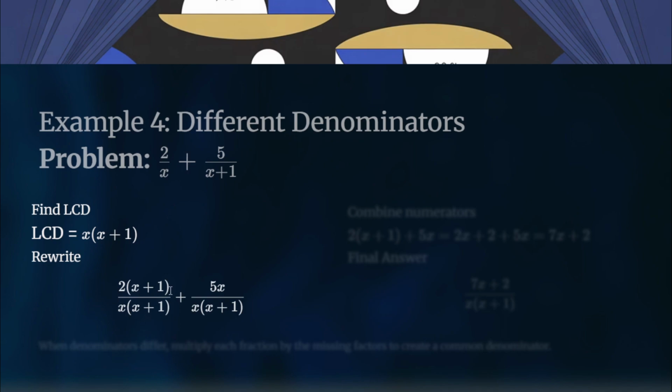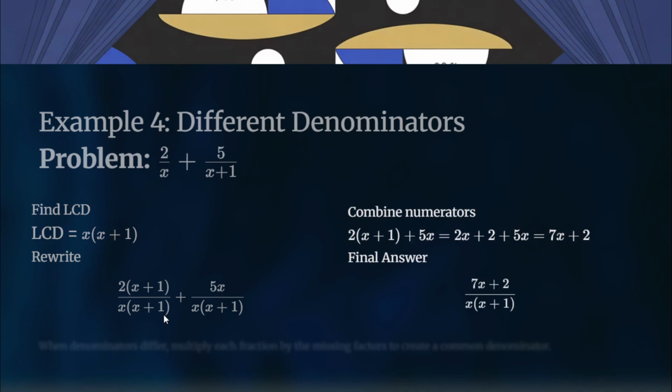And remember, if you multiply the numerator, you need to multiply the denominator by the same term in order for your expression to be equivalent. Similarly, for our second term, we multiply the numerator and the denominator by x. So it becomes 5 times x over x times x plus 1.